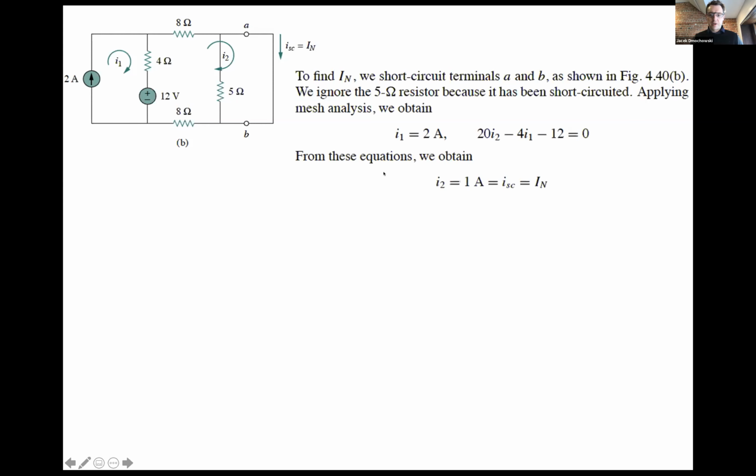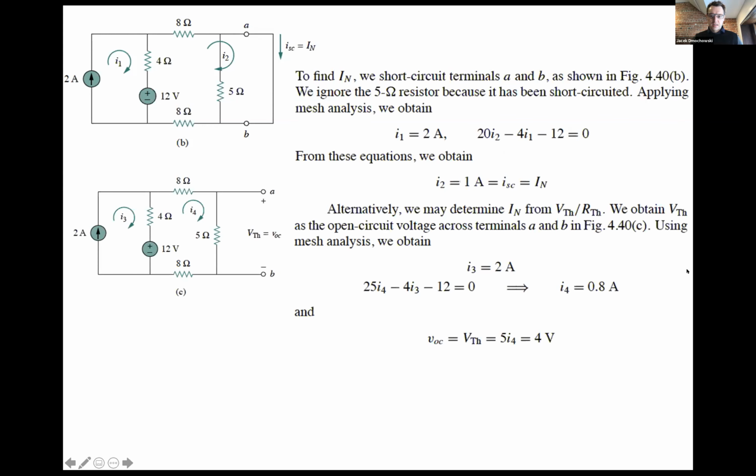So now we have everything we need. I2 is equal to 1 amp, which is equal to the Norton current. And so we could have also determined IN by solving for the Thevenin voltage. For example, we could have left A and B open circuited and done another mesh analysis problem, but this time with I3 over here and I4 over here.